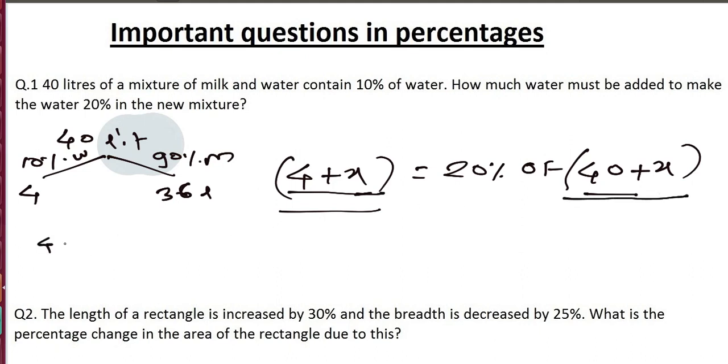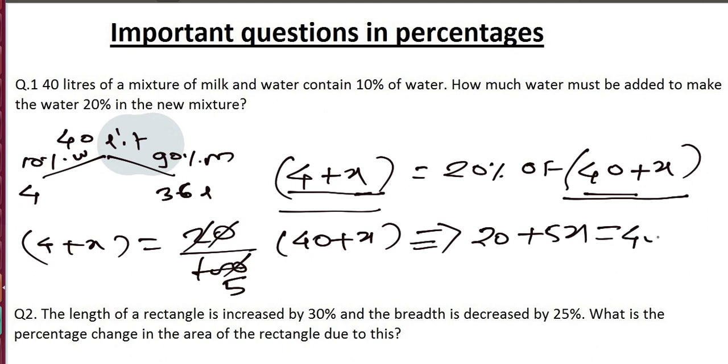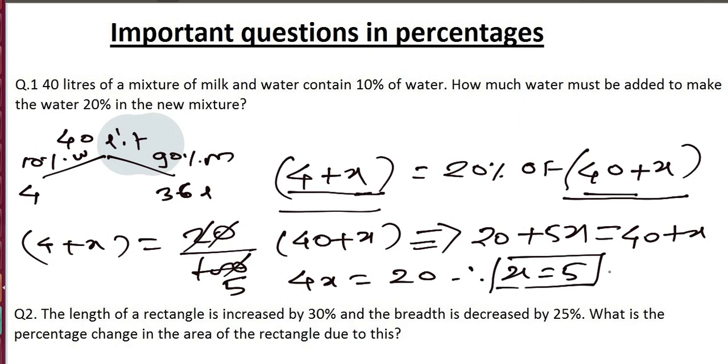So 4 plus x is equal to 20 by 100 into 40 plus x, which is equal to 1/5. So that can be written like this: 5 into 4 is 20 plus 5x equals 40 plus x. If you take x to one side and 20 to the other side, we will have 4x is equal to 20. Therefore x will be equal to 5. So 5 liters of water must be added in order to make 20% water in the mixture.